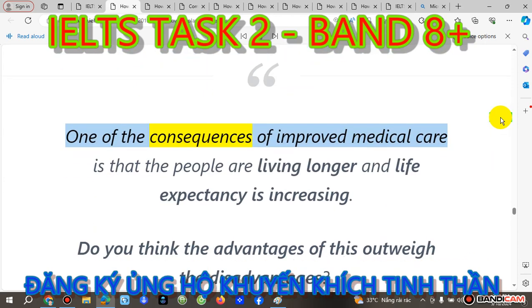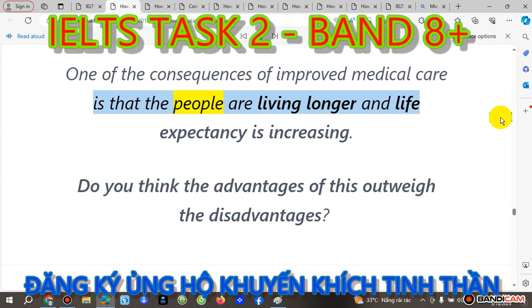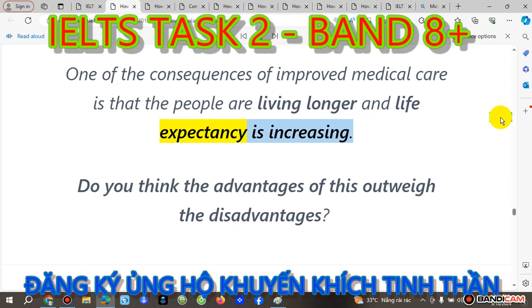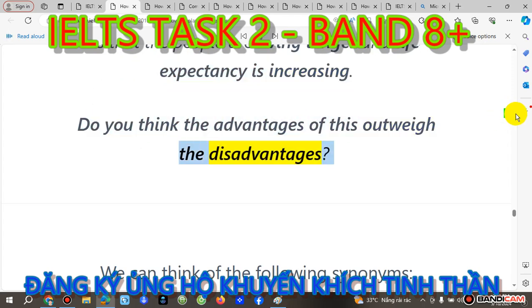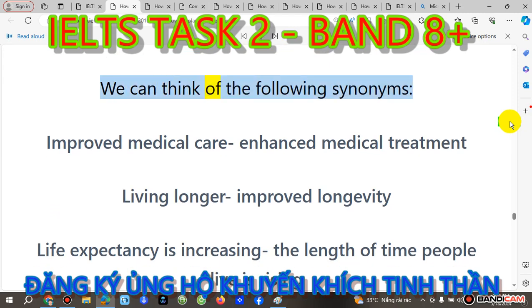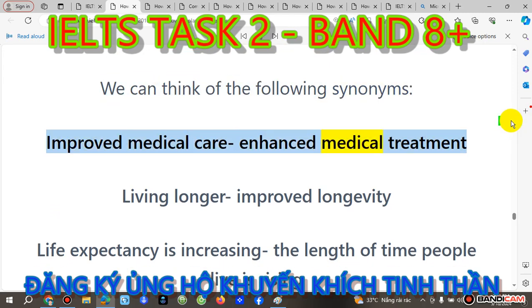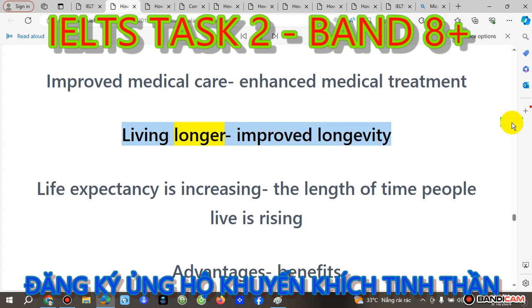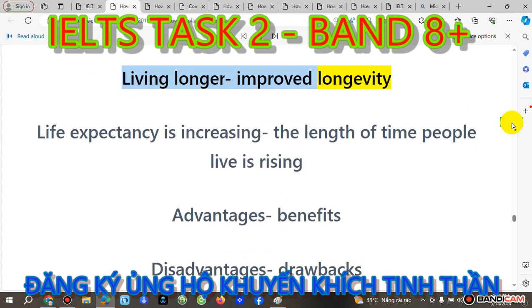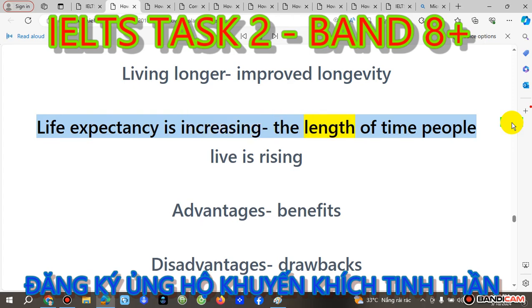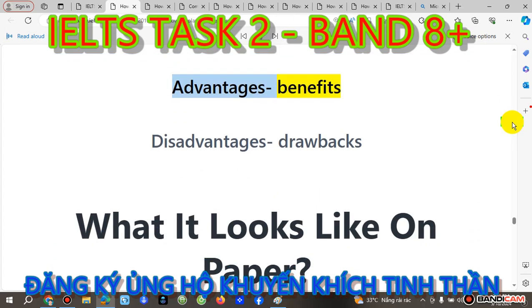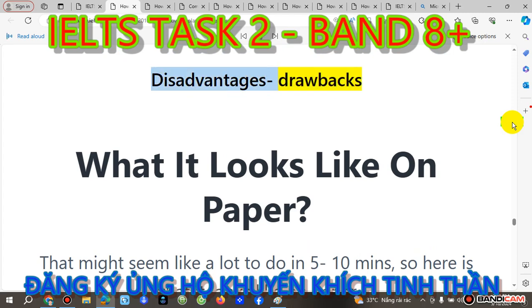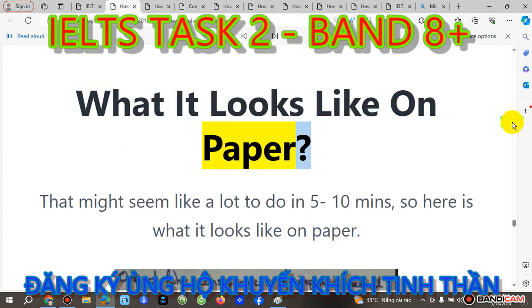One of the consequences of improved medical care is that people are living longer and life expectancy is increasing. Do you think the advantages of this outweigh the disadvantages? We can think of the following synonyms. Improved medical care, enhanced medical treatment. Living longer, improved longevity. Life expectancy is increasing, the length of time people live is rising. Advantages, benefits. Disadvantages, drawbacks.